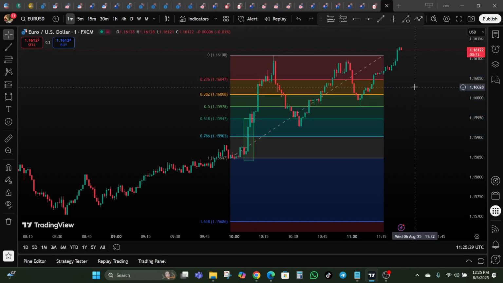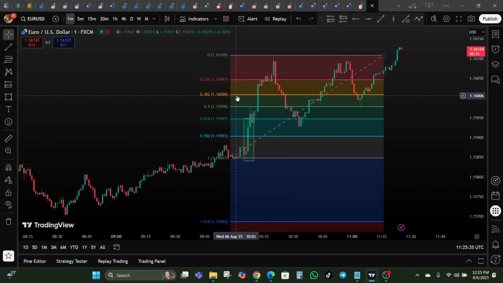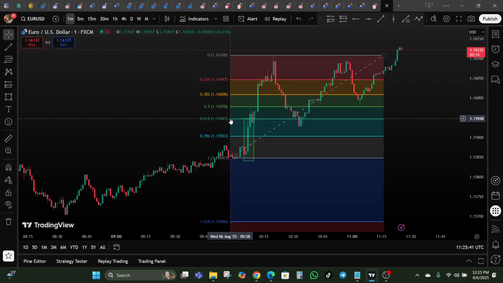Now, the next thing for you to do is to focus on the 0.382, 0.5, and 0.618 levels, because these are high probability zones for price to pull back, pause, and potentially reverse.